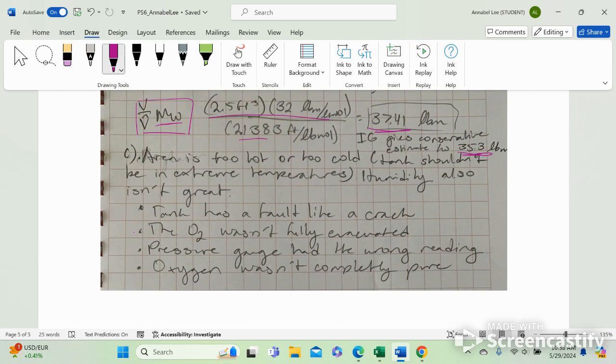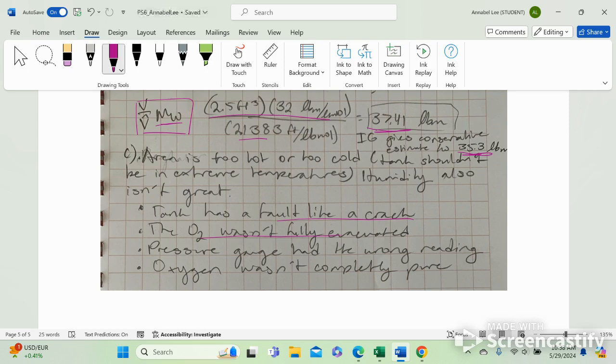Another problem is the tank could have a fault like a crack, or the O2 maybe wasn't fully evacuated. Maybe I messed up on that. I also thought maybe the pressure gauge could have the wrong reading, because those things are a little finicky on my work's emergency oxygen.